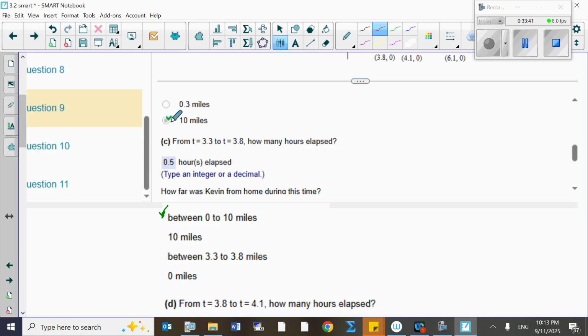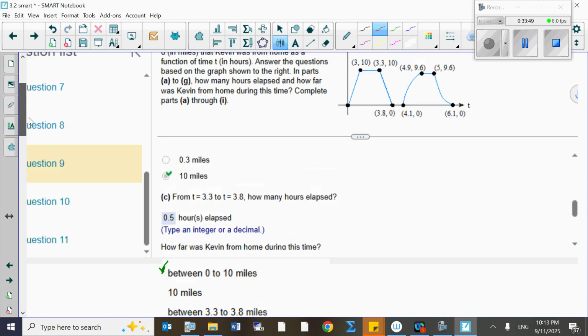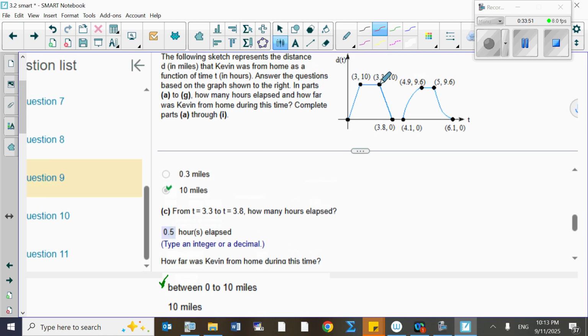Between time equal to 3.3 to 3.8, the time is 0.5. So let's look at that, 3.3 to 3.8, that's here. What is the distance? Again, it's between 0 to 10 miles. The distance is something between 0 to 10 miles.